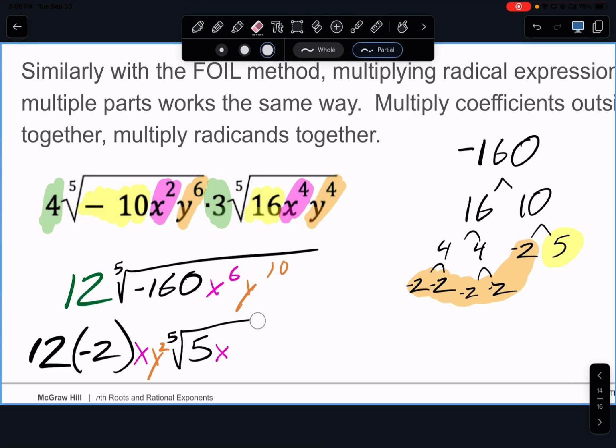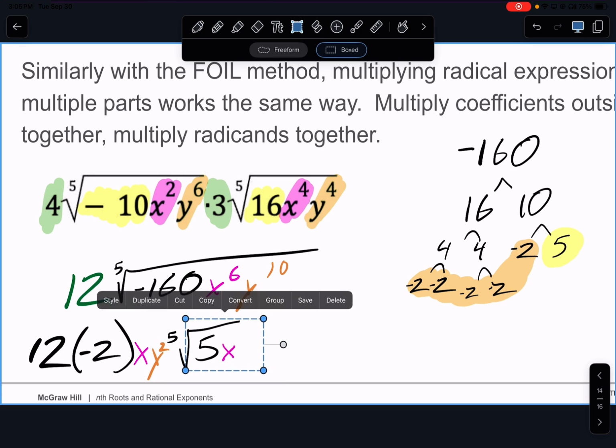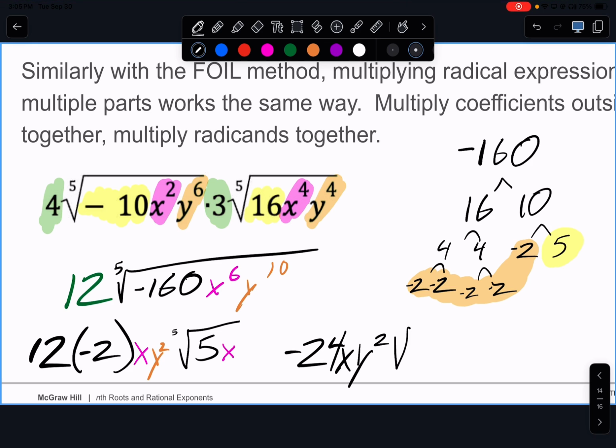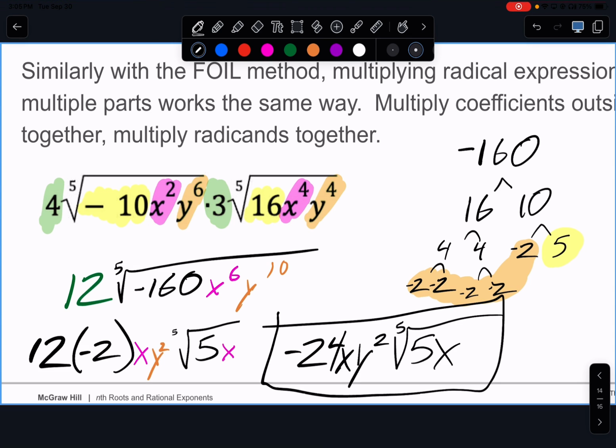So my final answer, I need to multiply 12 times negative 2. What is 12 times negative 2? Negative 24 x y squared times the fifth root of 5x is our final answer.